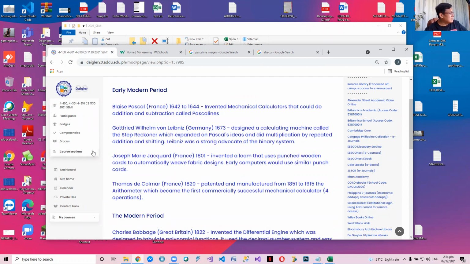No. Wala na. Christopher Columbus already came here. No? Tapos na, wala na siya. 1500s pa.